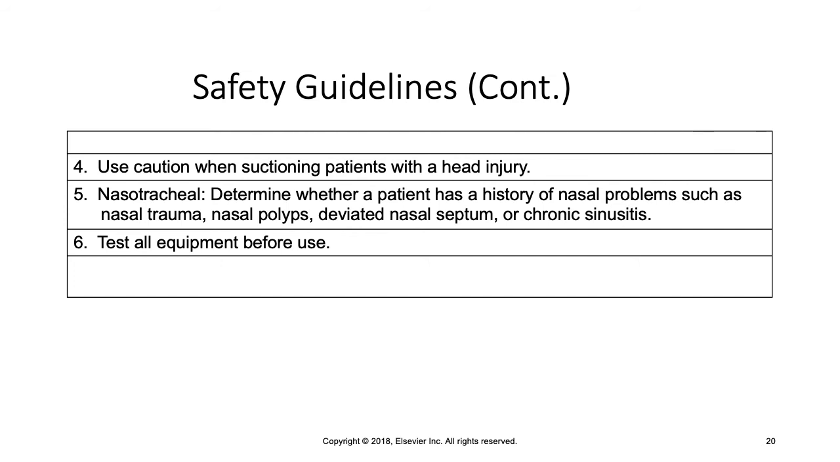With nasotracheal suctioning, we talked about this earlier. Look into some of those possible contraindications, such as nasal trauma or surgery to the head, ears, eyes, nose, or throat, nasal polyps, deviated septum, in which it may be difficult to pass a suction catheter, and chronic sinusitis, where the patient may have blocked nasal passages due to swelling.